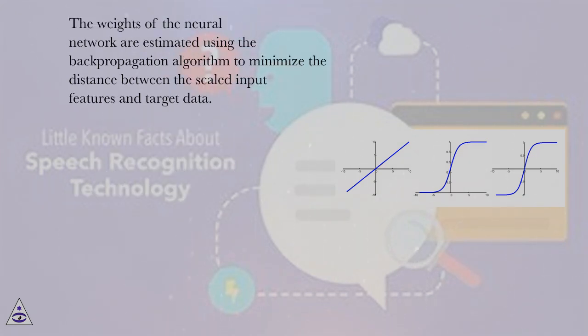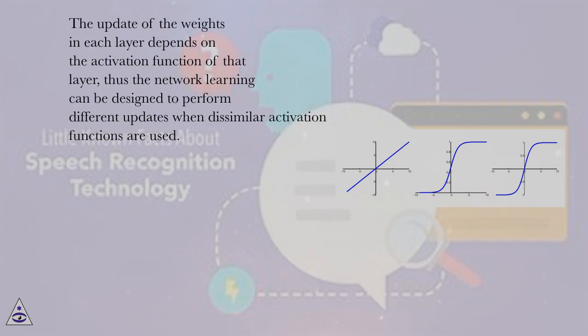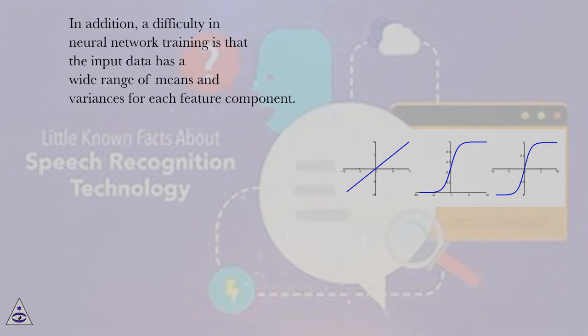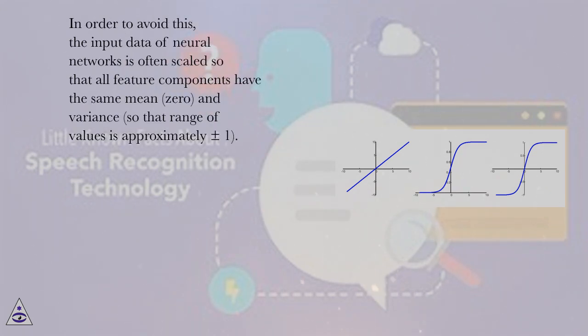The weights of the neural network are estimated using the backpropagation algorithm to minimize the distance between the scaled input features and target data. The update of the weights in each layer depends on the activation function of that layer, thus the network learning can be designed to perform different updates when dissimilar activation functions are used. In addition, a difficulty in neural network training is that the input data has a wide range of means and variances for each feature component. In order to avoid this, the input data of neural networks is often scaled so that all feature components have the same mean, 0, and variance, so that the range of values is approximately plus or minus 1.